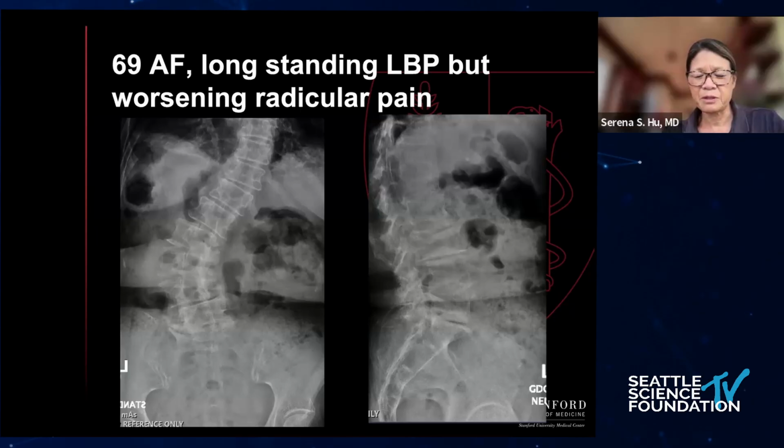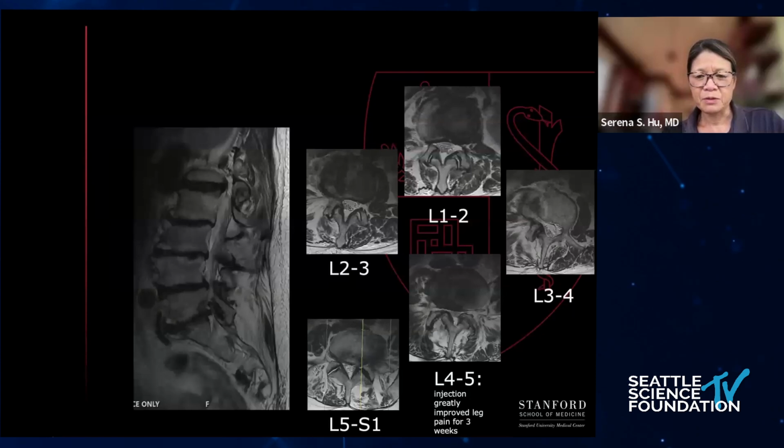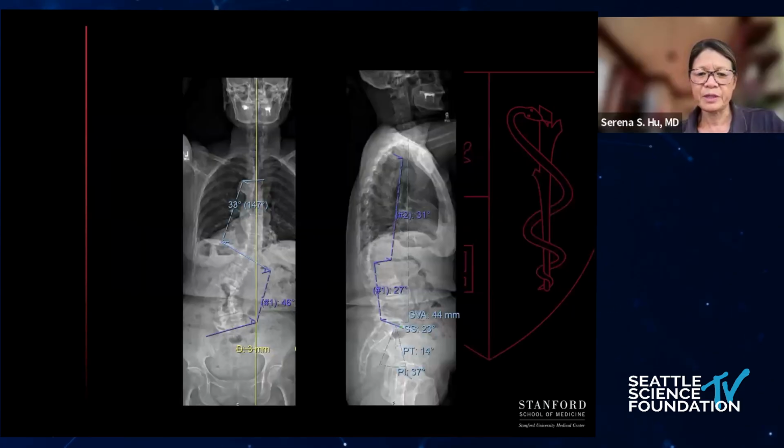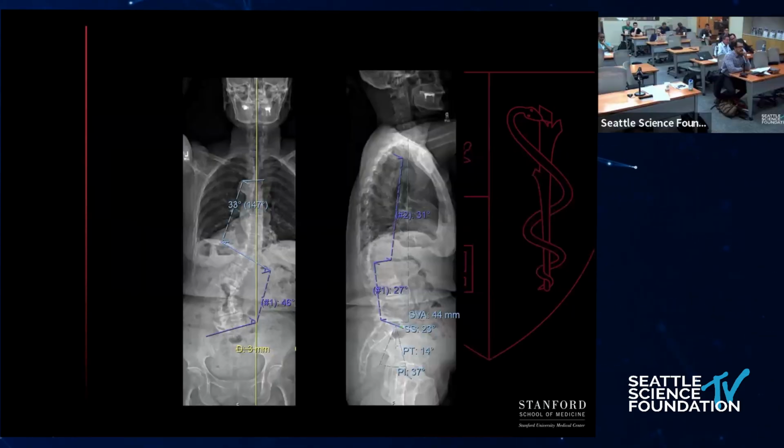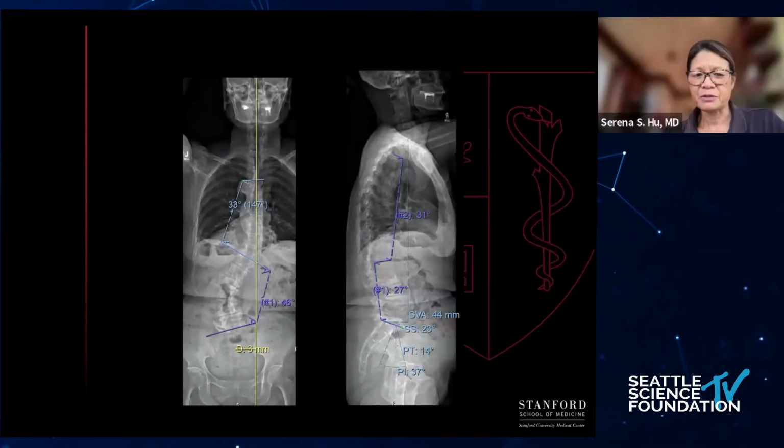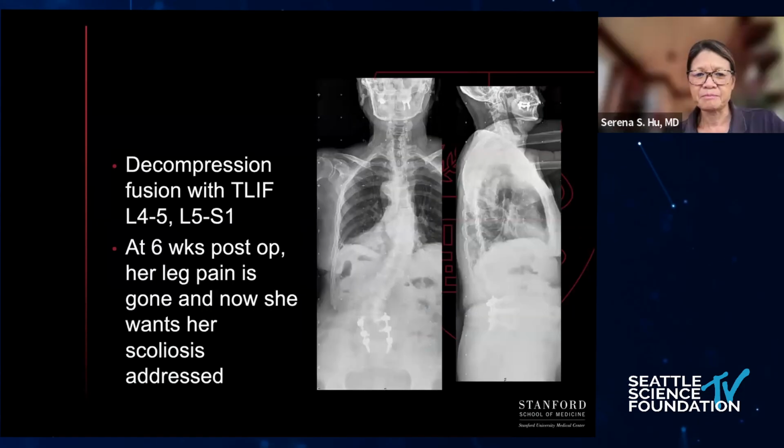I told her about all this, and she basically went running for the door and wasn't interested in a big operation. You can see she's got significant stenosis and collapse in her concavity and up-down stenosis. She had an L4-5 injection, which greatly relieved her leg pain for 3 weeks. And these are her long films showing her mismatch and her coronal decompensation.